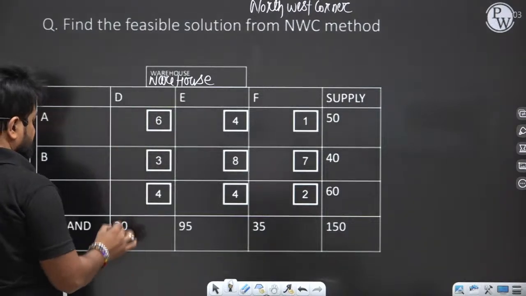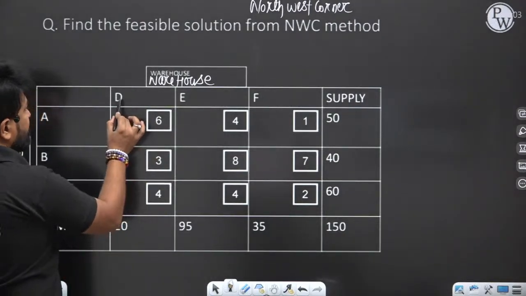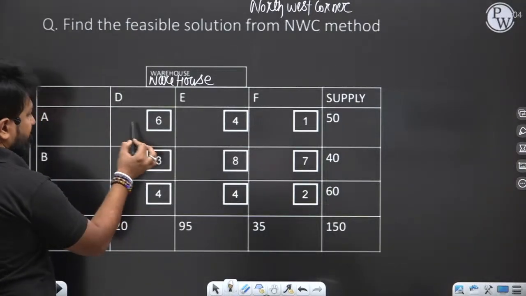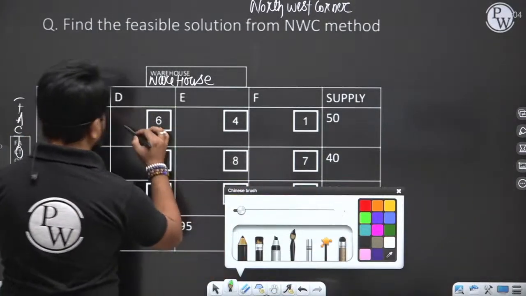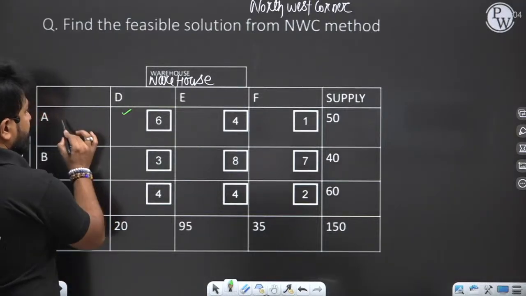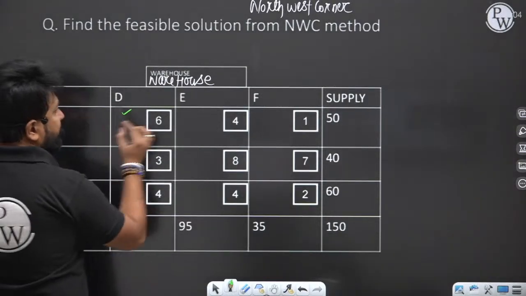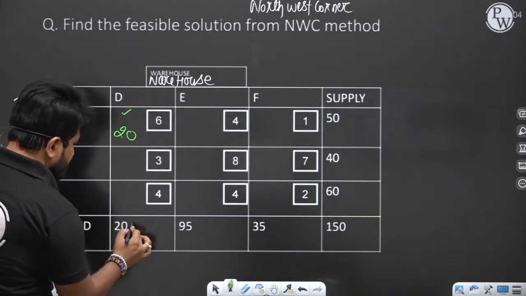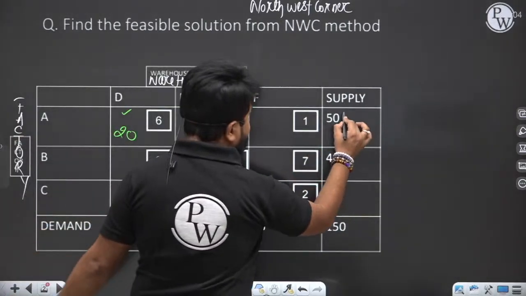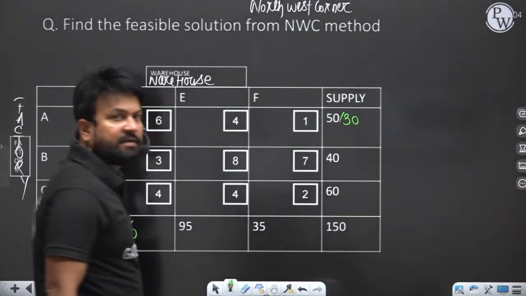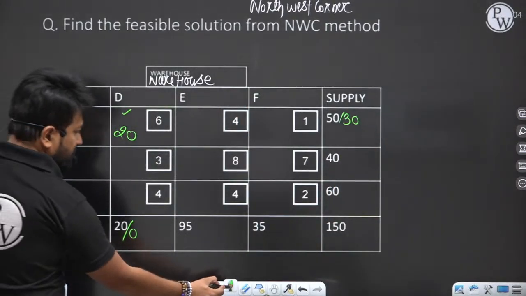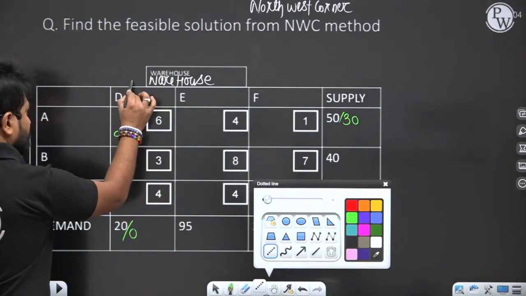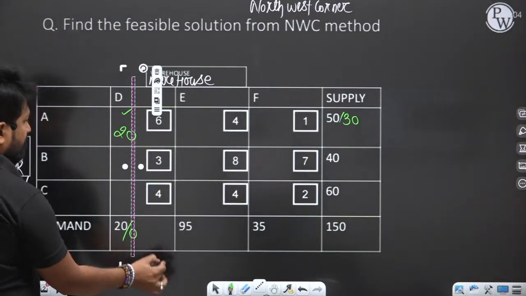So here do the supply according to the demand of D. Actually the demand of D will be fulfilled by A, because you are selecting according to the northwest cell. So A is going to supply D. A can supply 50 and D can store 20. So here you will write 20. So here the demand is 0, and here the supply is 30. Am I clear? Here the demand is fulfilled, so eliminate this column.